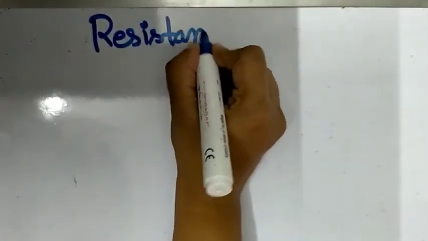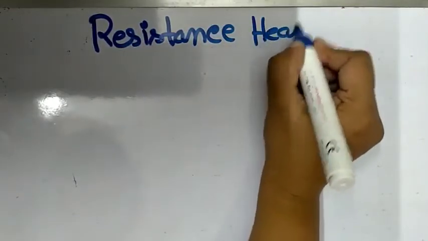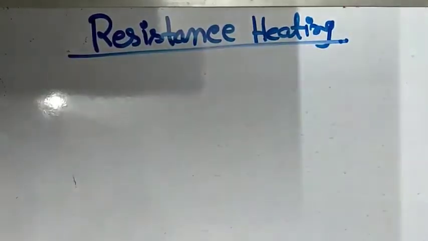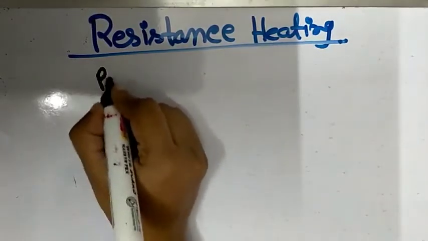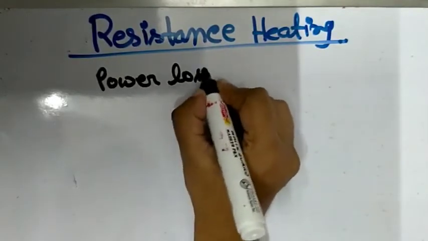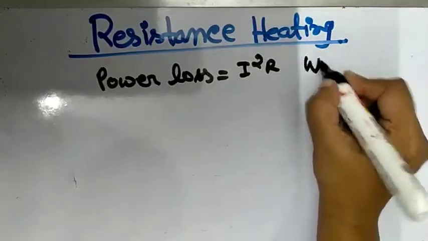Resistance heating. Now when electric current passes through a resistance, power losses take place therein, which appear in the form of heat. So power loss is equal to I square R watt.